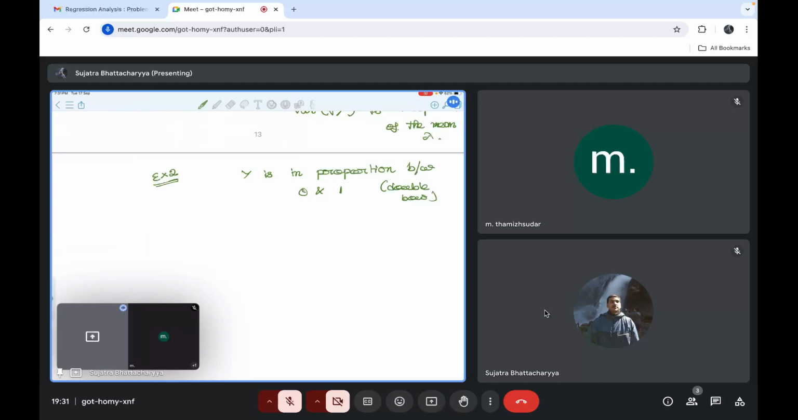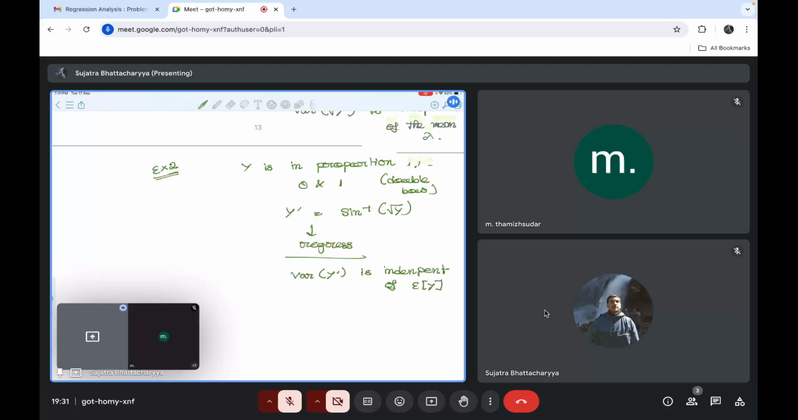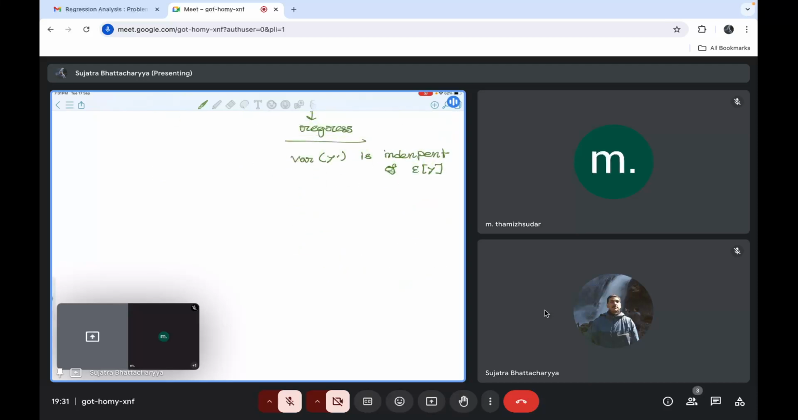Okay. So in that case, you take y dash as sine inverse root y, and then you regress. You will find that the variance of y dash is independent of mu, or is a constant kind of a thing of the expected value of y. So these are the things. There is a generalized expression, and we will do that for a function if the variance is a function of mu, that is the mean.